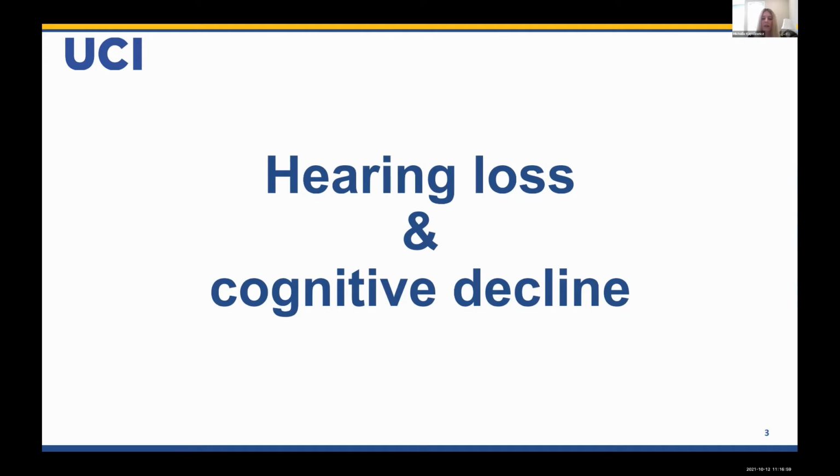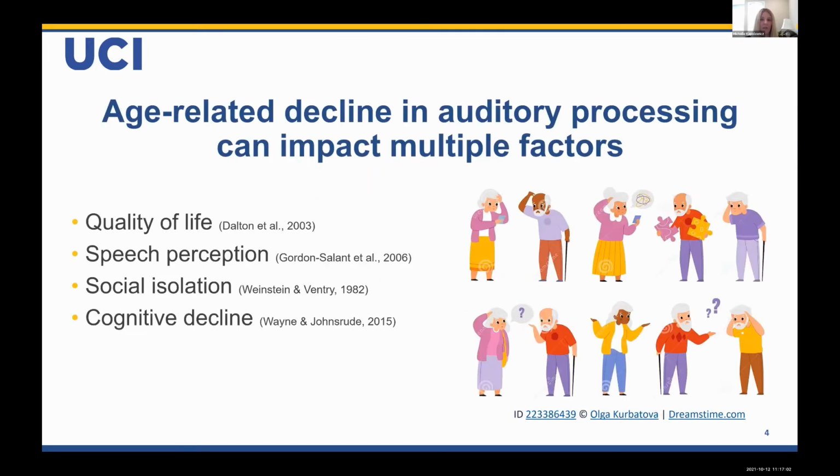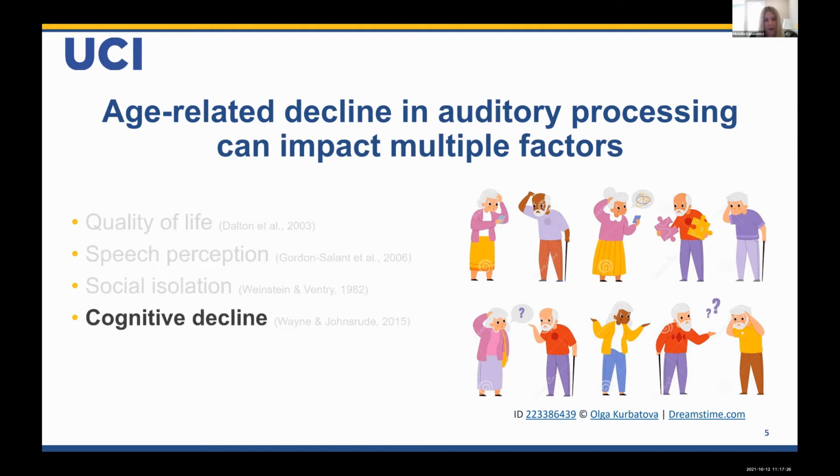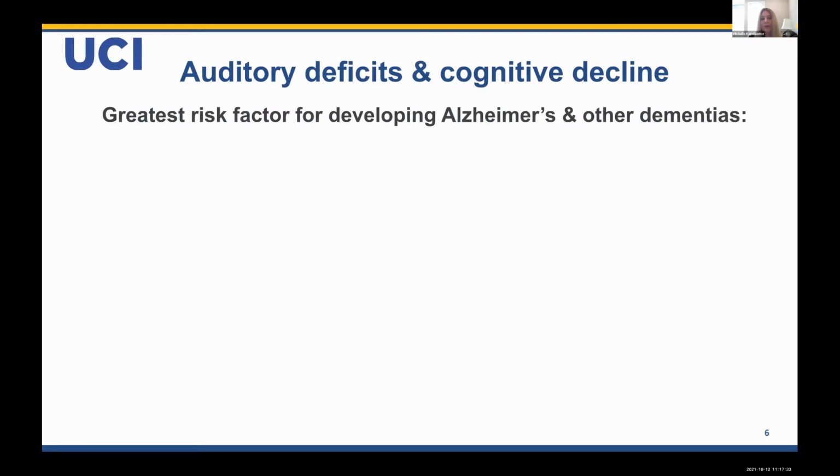Okay, so let's start with hearing loss and cognitive decline. So we know that age-related decline in any kind of auditory processes can certainly impact multiple factors. I've highlighted here just a few of these factors that we know are of particular importance, such as quality of life, speech perception, social isolation, and cognitive decline. And I'm highlighting cognitive decline here because something we know is that the greatest risk factor for actually developing Alzheimer's disease and other dementias is hearing loss.